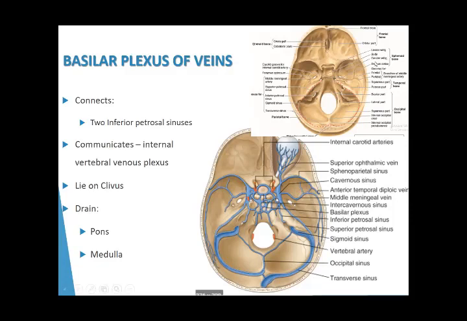और इस particular area clivus के ऊपर you have the pons and medulla lying over here. So the basilar plexus of veins is lying deep to the pons and medulla. So obviously it will drain the pons and the medulla.